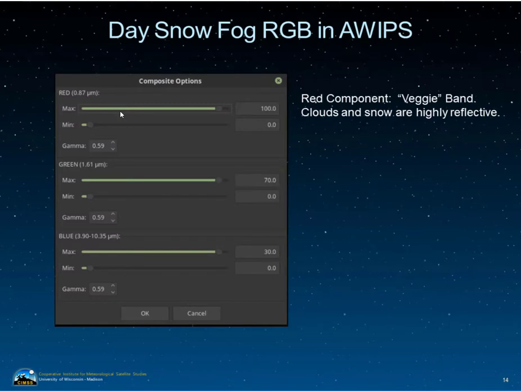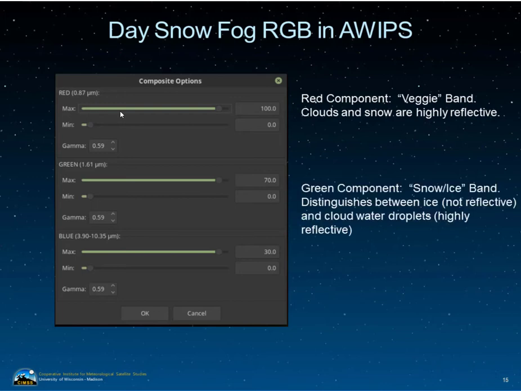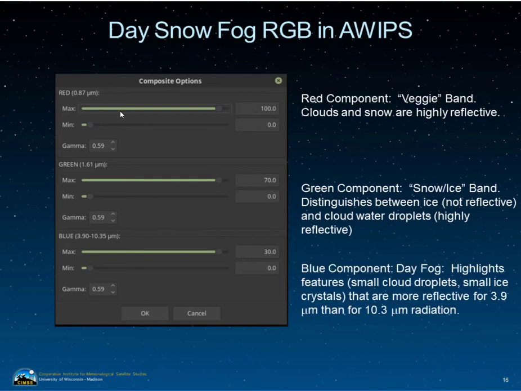This shows the composite options for the Day Snow Fog RGB in AWIPS. The red component is the veggie band. Clouds and snow are highly reflective. The green component is the snow ice band. It distinguishes between ice, which is not reflective, and cloud water droplets, which are highly reflective. It also discriminates between snow on the ground, which is not very reflective, and blowing snow, which is a bit more reflective. The blue component is the day fog brightness temperature difference.